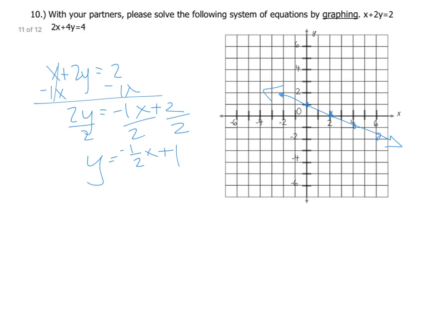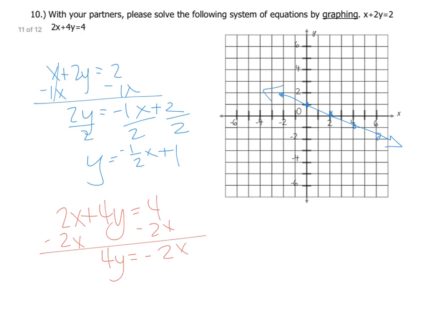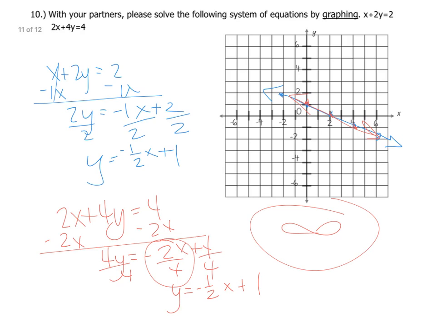The next one, 2x plus 4y equals 4. We're going to first subtract 2x from each side. Then 4y equals negative 2x plus 4. Divide everything by 4. And again, y equals negative 1/2 x plus 1. Remember that the 2 over 4 reduces down to 1/2. So again, we start at positive 1 and go down 1 over 2. So what happens is they're the same line, so infinite.